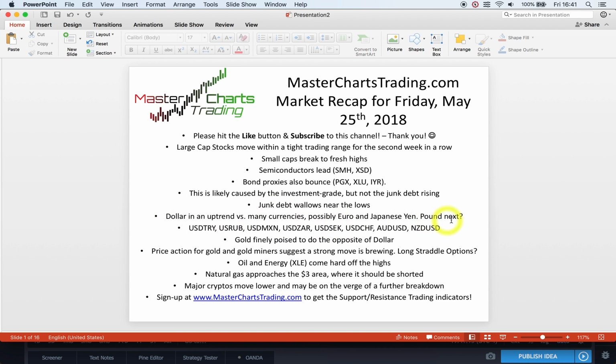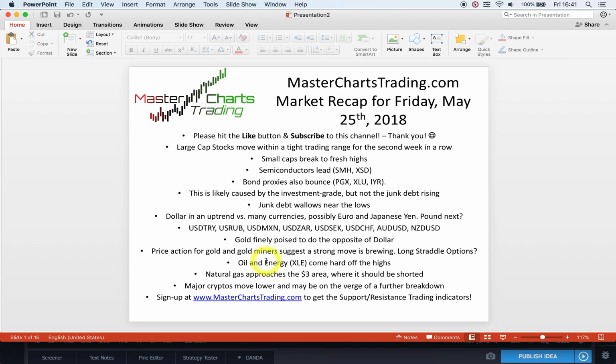We'll look in quite a bit of detail at the Forex action, and especially some of the lesser traded ones like Turkish Lira, etc. We'll look at gold in quite a bit of detail, and I think the dollar is basically going to set the direction for gold. So yeah, we could see a strong move either way for gold.